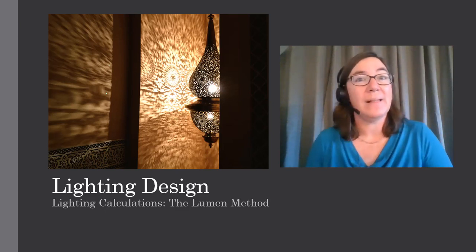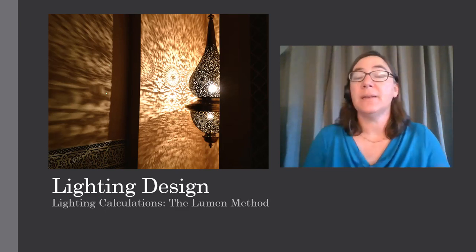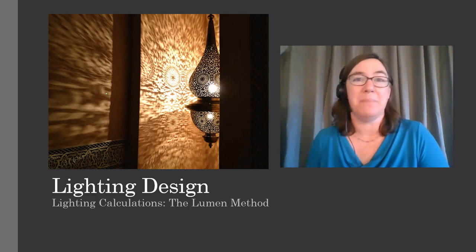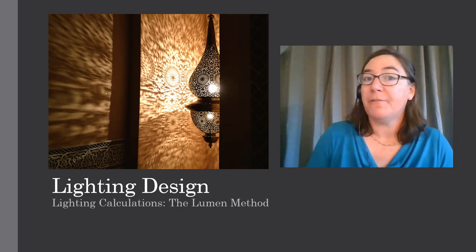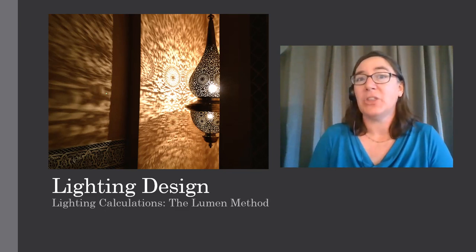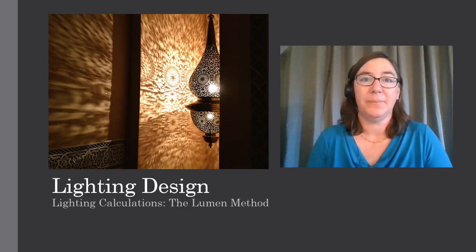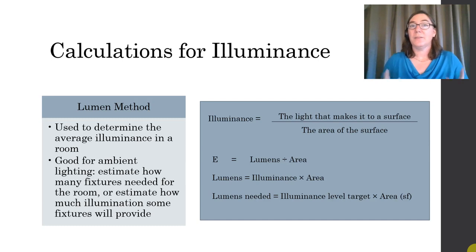Hi everybody, welcome back. In this video, we're going to continue our discussion of the Lumen method, but we'll be adding some different factors to make our calculations a little bit more realistic. So let's remember that the Lumen method is used to determine the average illuminance in a room, and therefore we tend to use it for ambient lighting.